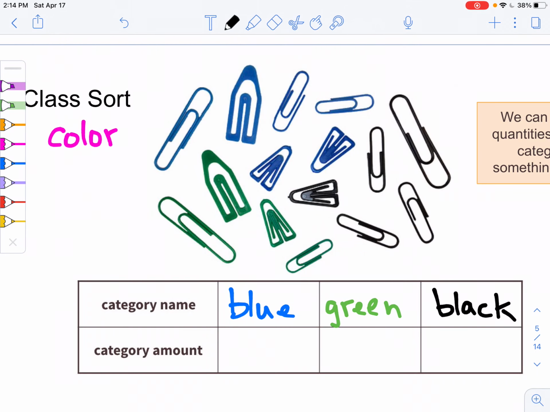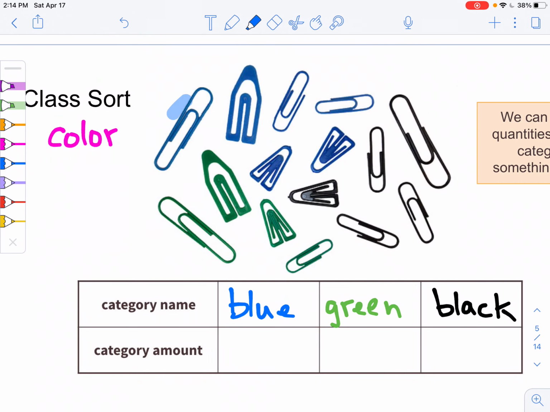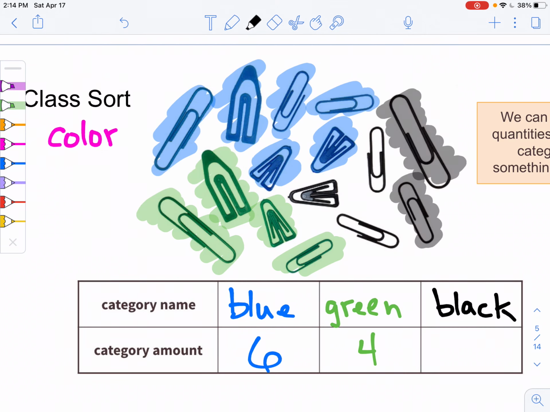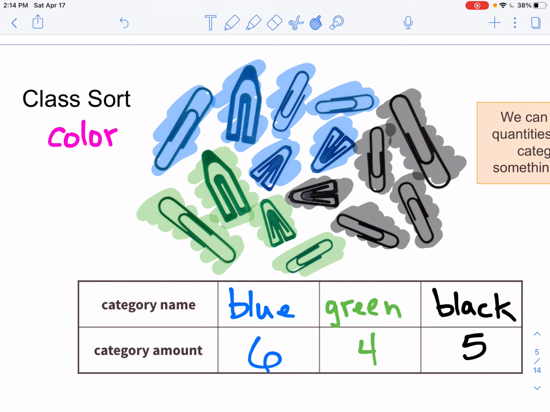All right. I'm going to highlight the blue paper clips. There's 1, 2, 3, 4, 5, 6 blue. Write that in. Then I'm going to highlight the green ones. There are 1, 2, 3, 4 green paper clips, and the black ones are the ones that are left, but we'll get those a highlight too. 1, 2, 3, 4, 5. There are 5 black paper clips.